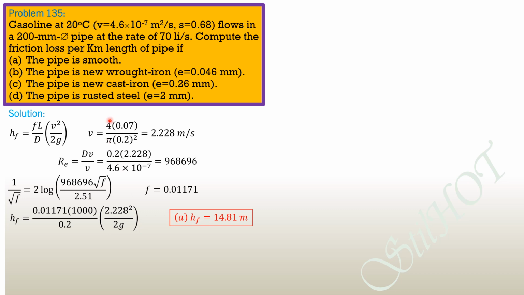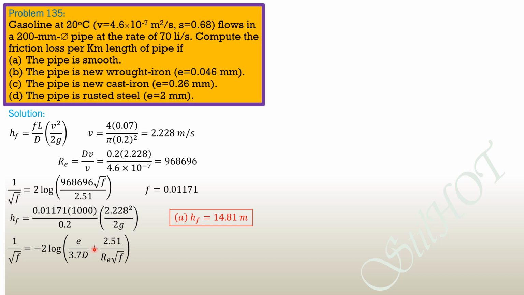For part B, the pipe is new wrought iron. E is 0.046. By experience, when the fluid is flowing and these are the pipes involved, with point something roughness, then always use the Colebrook equation for computing friction factor, which is a transition from smooth to rough. So 1 over square root of F equals negative 2 log of quantity E over 3.7 D plus 2.51 over Reynolds number square root of F.